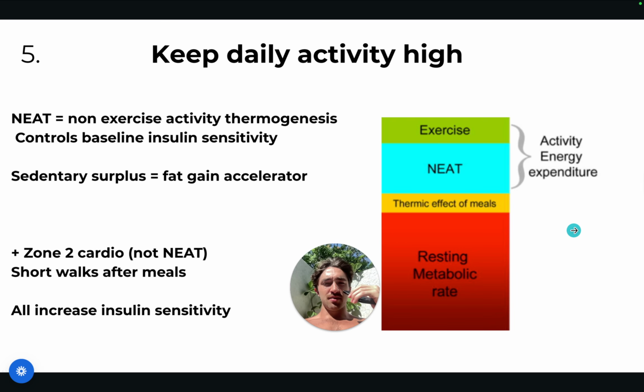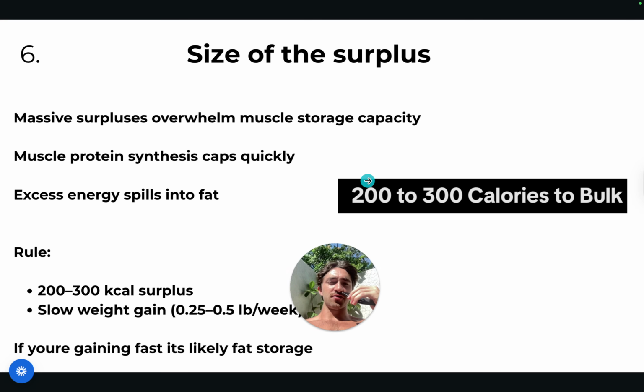So next one is the size of your surplus. This is the most common thing that people look at when you're trying to do a lean bulk and not gain fat. So what I recommend, as you can see here, is 200 to 300 calories to bulk. Massive surpluses overwhelm muscle storage capacity.